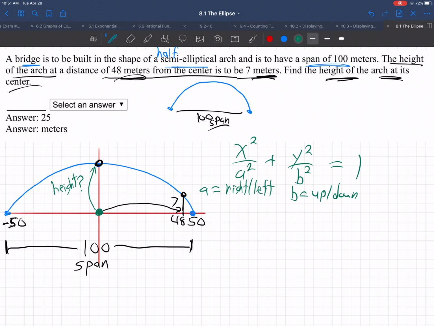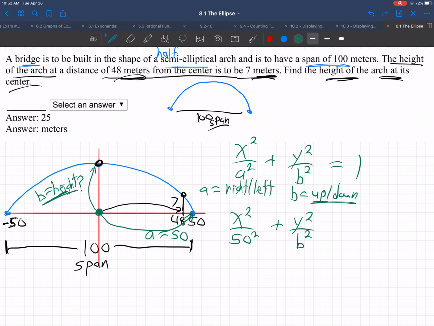So do I know how far right and left? How far from the center to the right edge? Well, that's A, and that's 50. Right? It's 50. So this becomes x squared over 50 squared. Okay. Now, do I know B? How far up and down? No, B's the height. That's what I'm trying to find. B is the height. B's how far up or down from the center. So B is the height we're looking for.